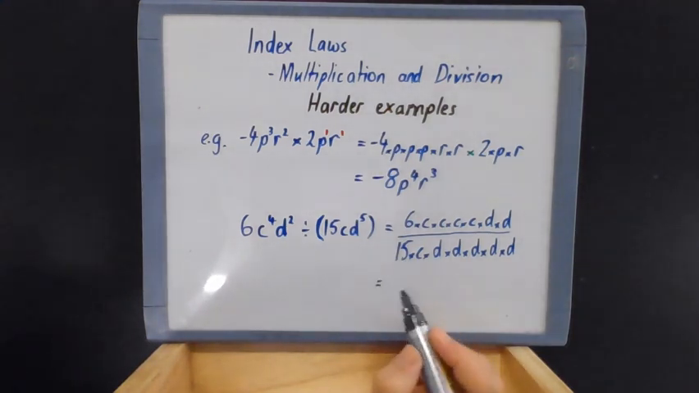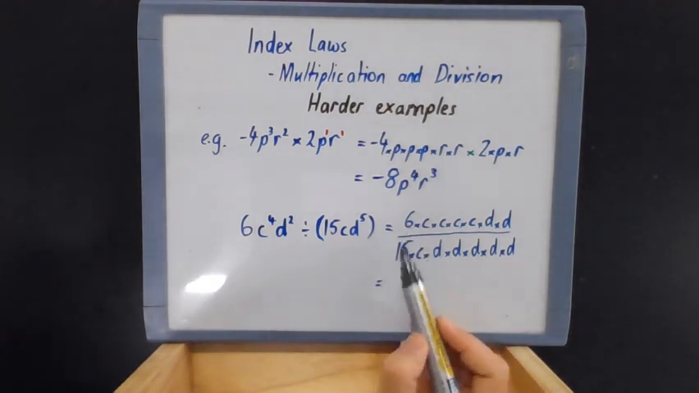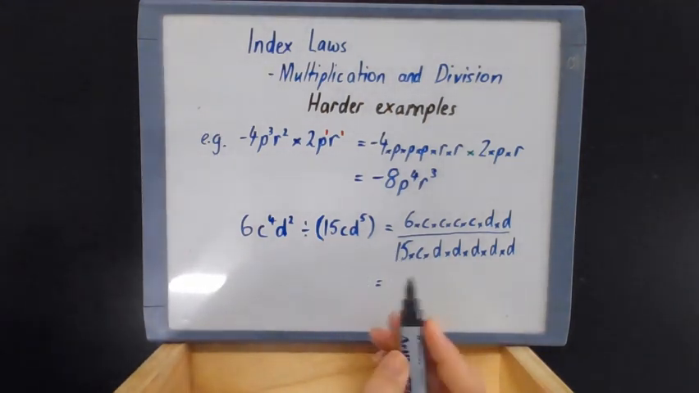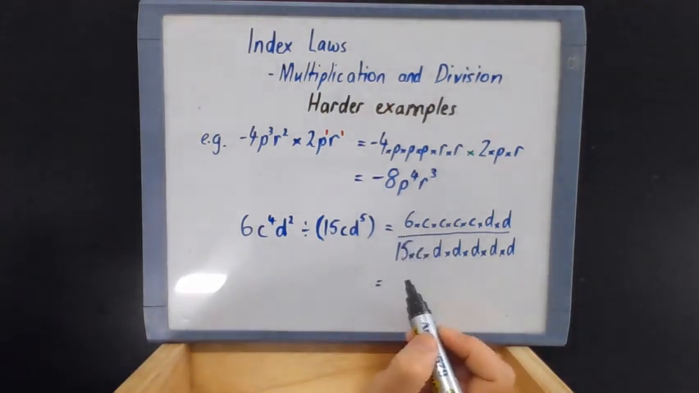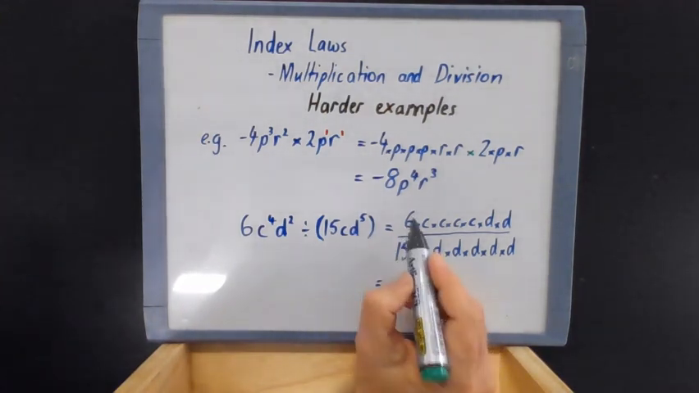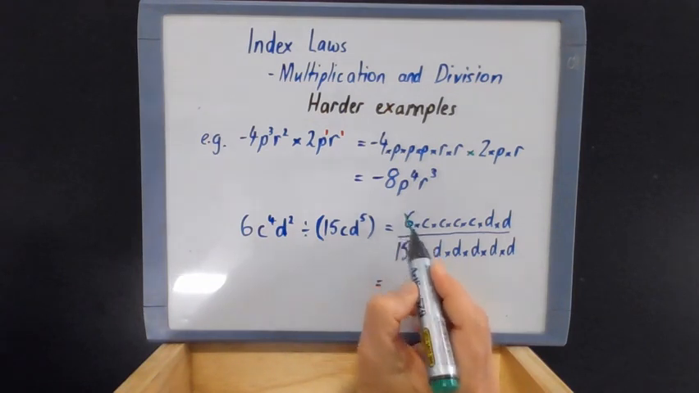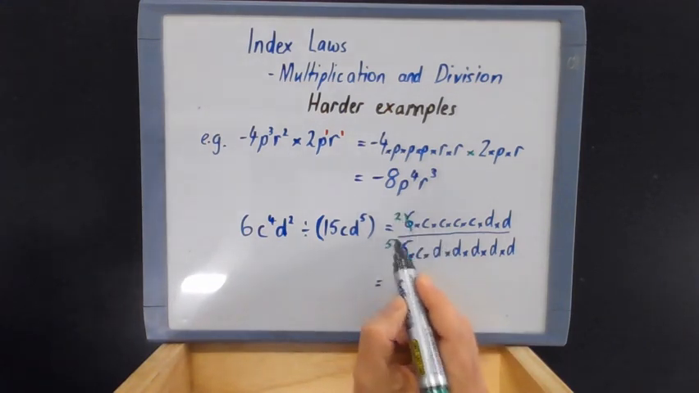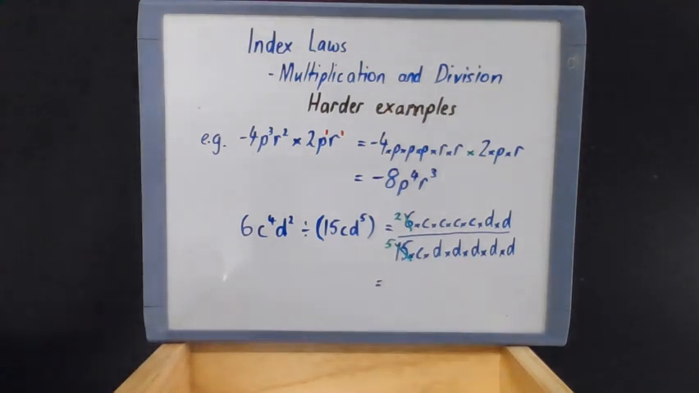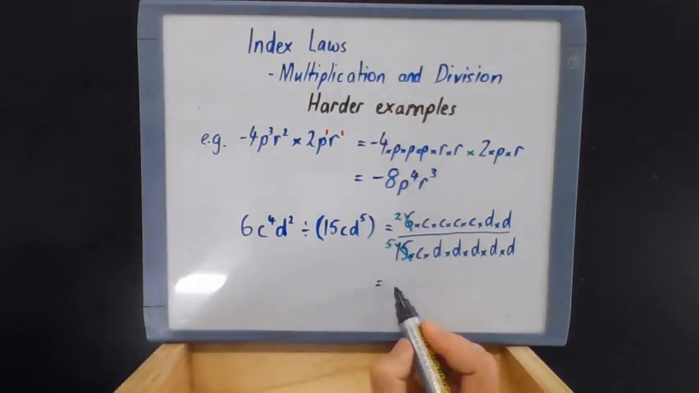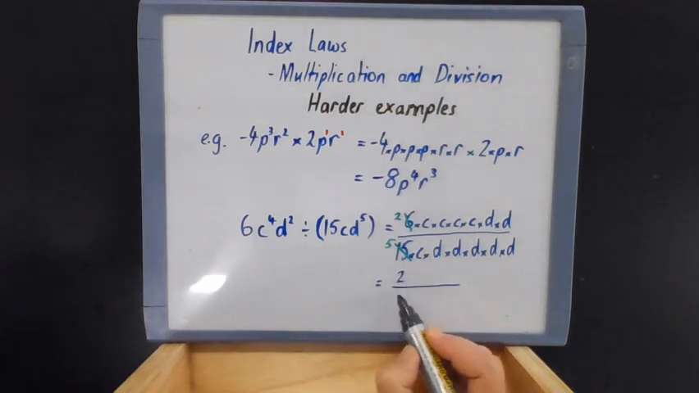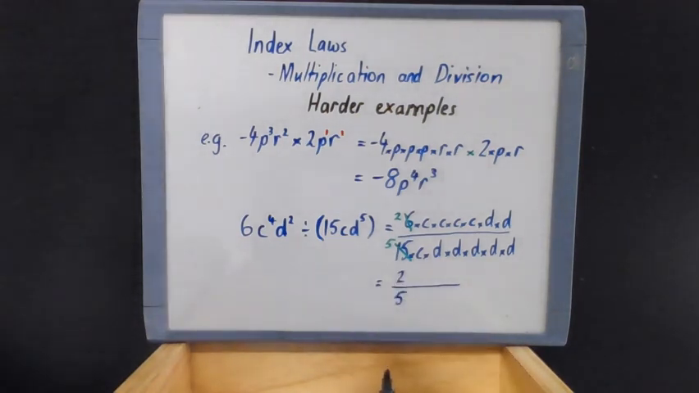Now, I can put into my calculator the 6 over 15 and simplify it that way. I can do it manually and say what number goes into 6 and 15. 3 goes into 6 and 15. 3 goes into 6 twice. 3 goes into 15 5 times. So just like my calculator will have said 2 over 5, this also tells me 2 over 5.